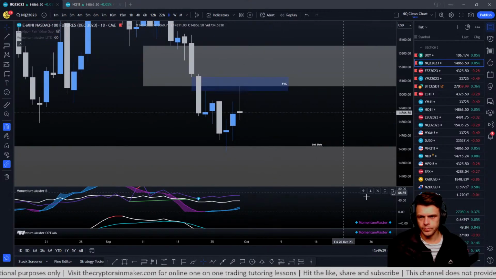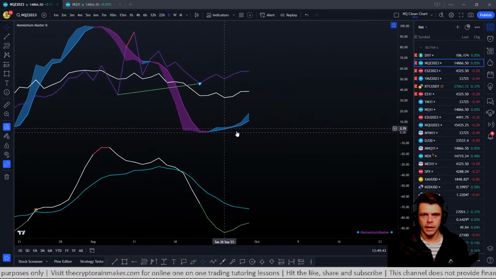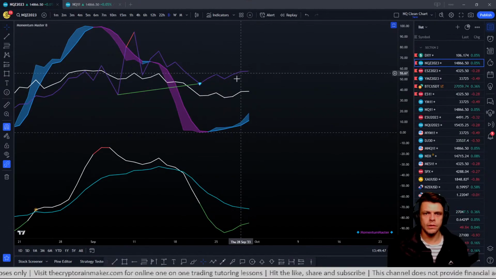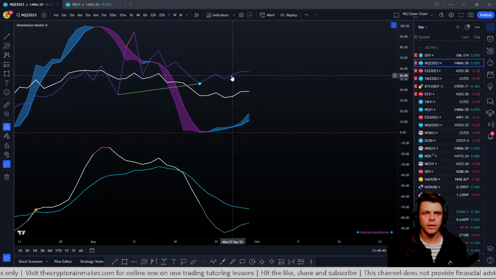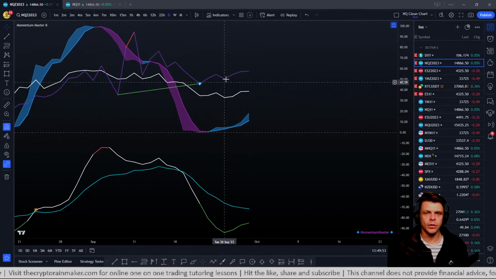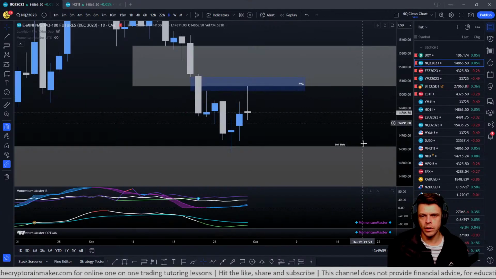Okay, so have a look at the oscillators. They look ready for a push to the upside. The only bearish indication is the fact that the money flow oscillator is above the RSI. For bullish conditions, we want to see the money flow below the RSI and far away from it. So one bearish indication right there.